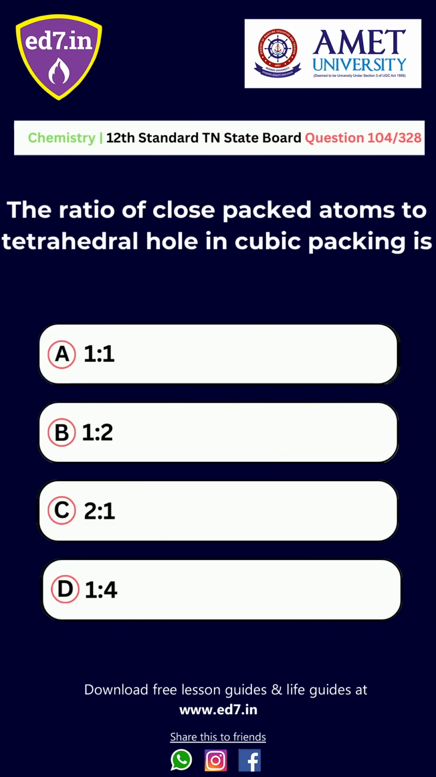Question number 104. The ratio of close-packed atoms to tetrahedral holes in cubic packing is: option A, 1:1; option B, 1:2; option C, 2:1; option D, 1:4. The correct option is option B, 1:2.